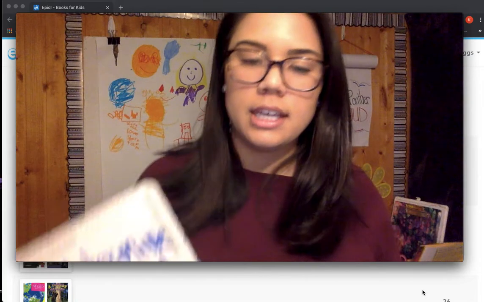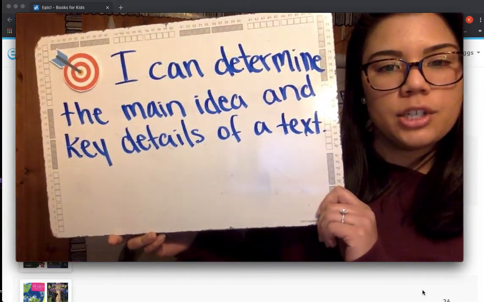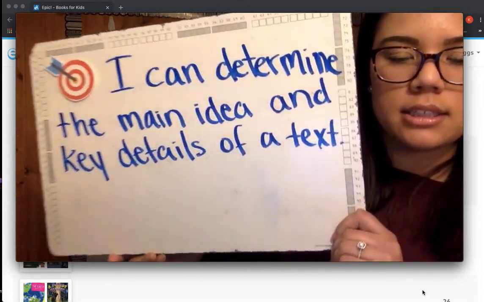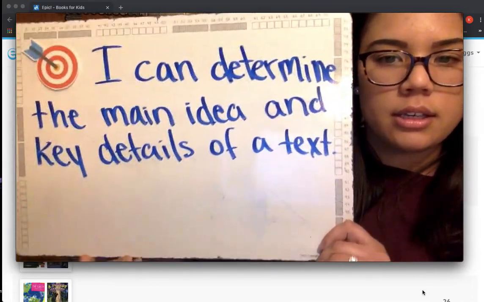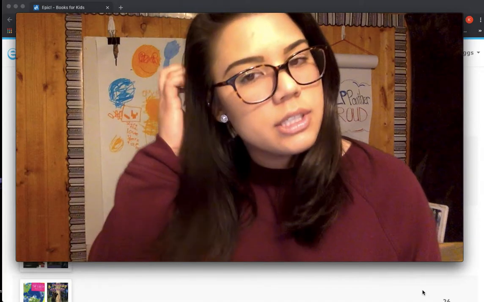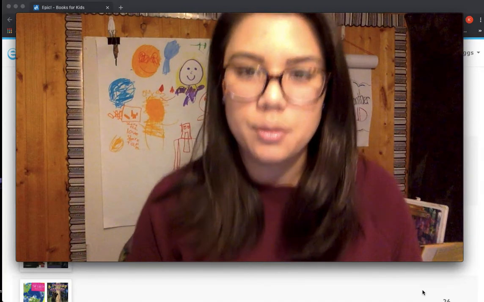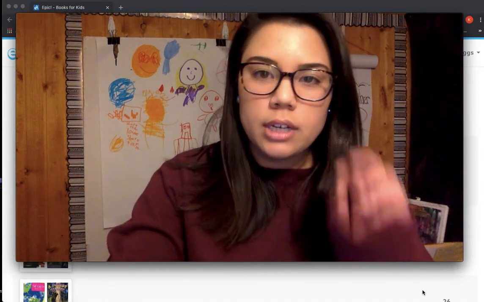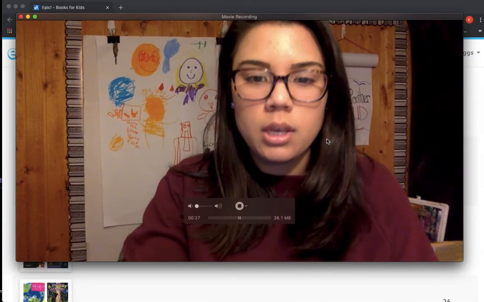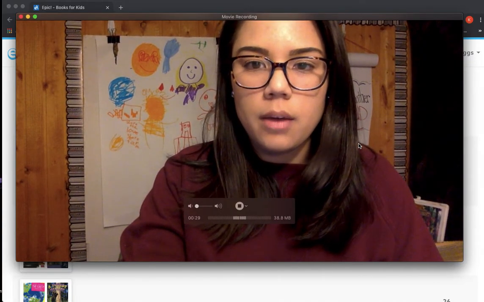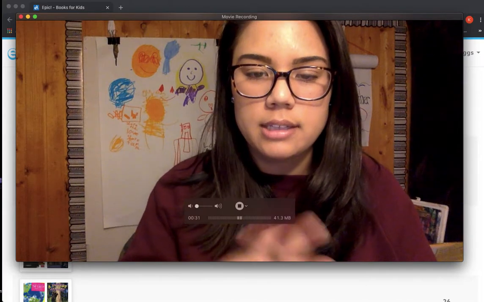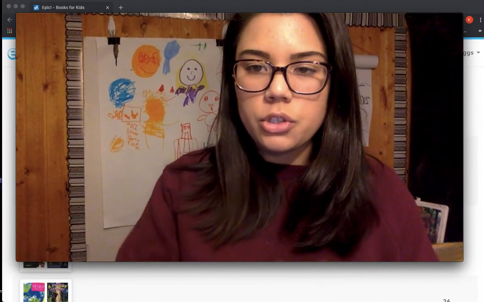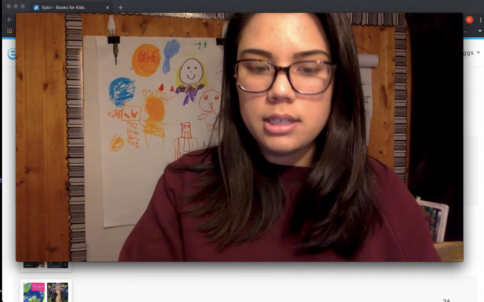Our target again is I can determine the main idea and key details of a text. So hopefully when you hear that, you think, oh, another nonfiction text. I'm going to be reading facts about something. And you would be correct. That is exactly what we're going to do. Today, our text is called Dragonflies. Again, it's on Epic. So I will show you where that is.